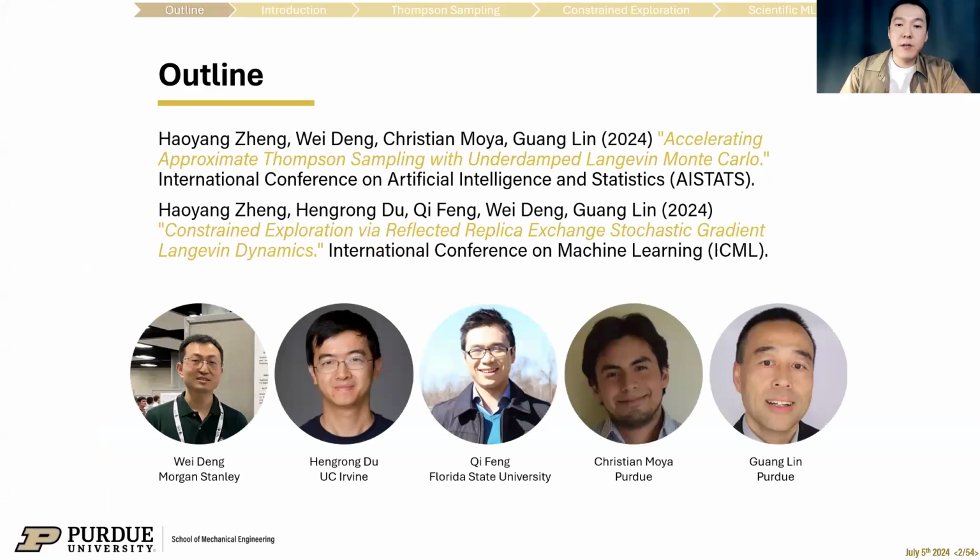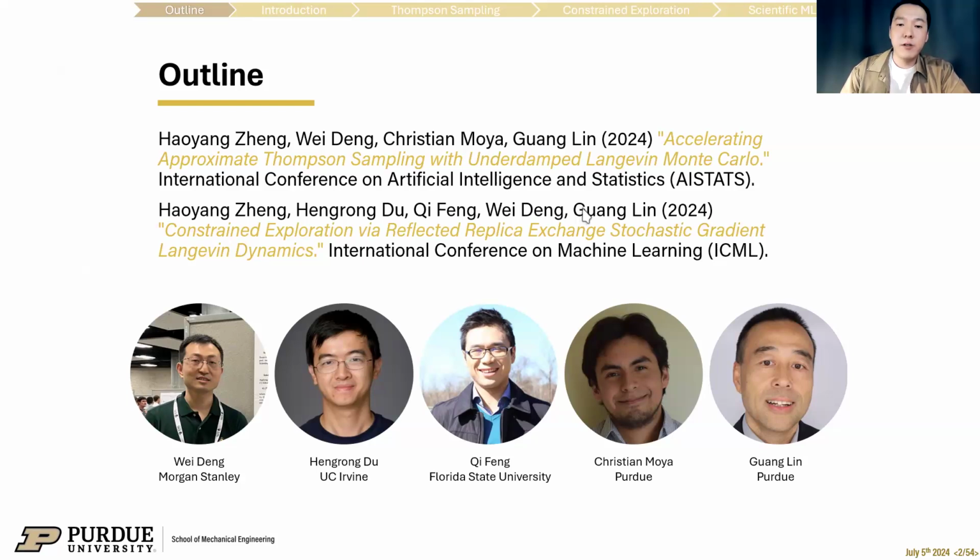This talk mainly focuses on these two works. First is on how Langevin Dynamics or Langevin Monte Carlo can be used in reinforcement learning tasks, which we also call Thompson sampling. This work was recently shown at AI Stats, which is a statistical machine learning conference.